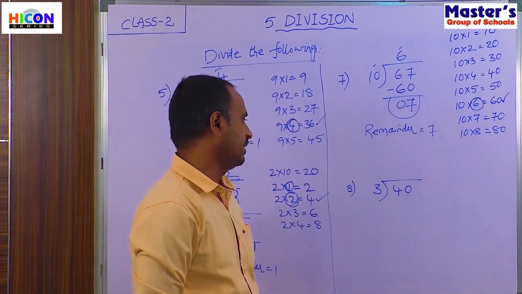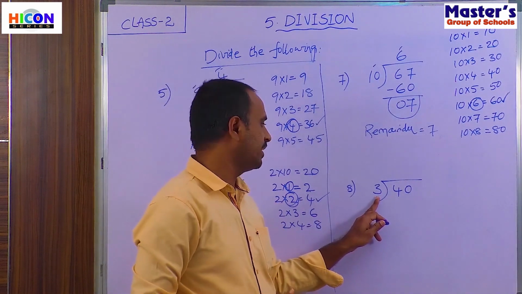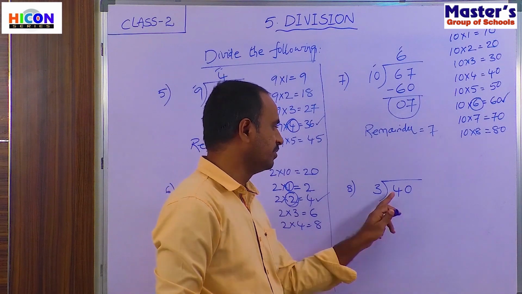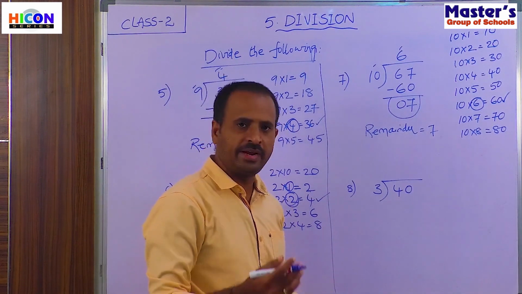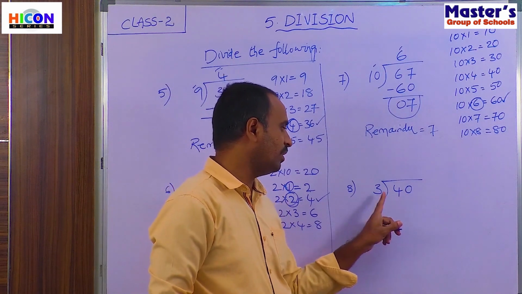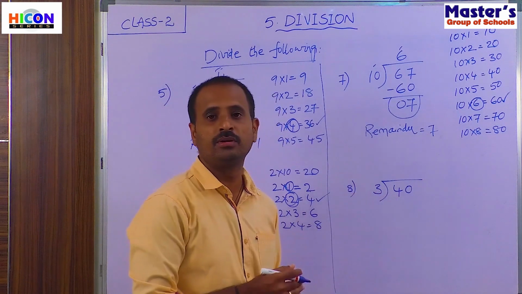So children, look at the next division. What is the divisor here? The divisor is 3. And what is the dividend here? The dividend is 40. So now let us find when did we get the number 40 in the third table.